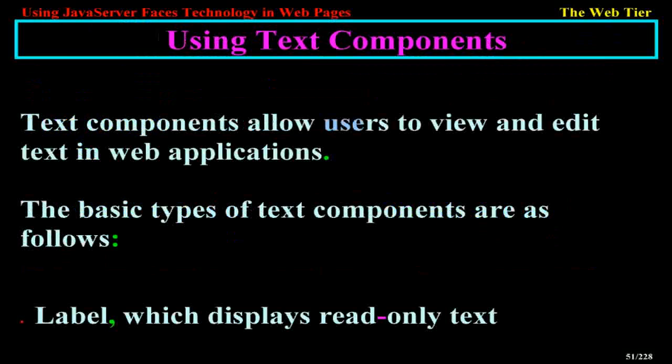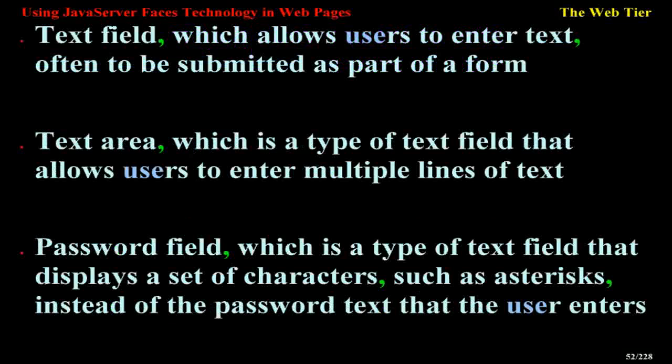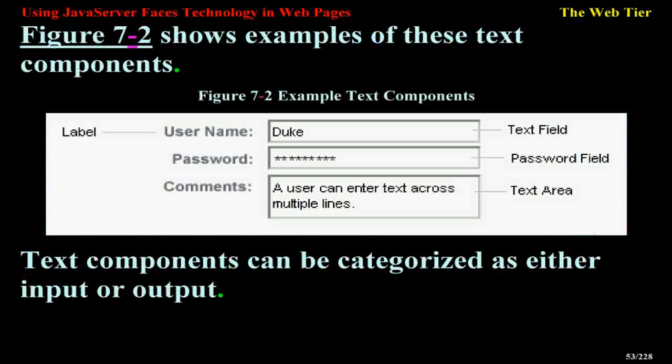Using text components. Text components allow users to view and edit text in web applications. The basic types of text components are as follows. Label, which displays read-only text. Field, which allows users to enter text, often to be submitted as part of a form. Text area, which is a type of text field that allows users to enter multiple lines of text. Password field, which is a type of text field that displays a set of characters, such as asterisks, instead of the password text that the user enters. Figure 7-2 shows examples of these text components.